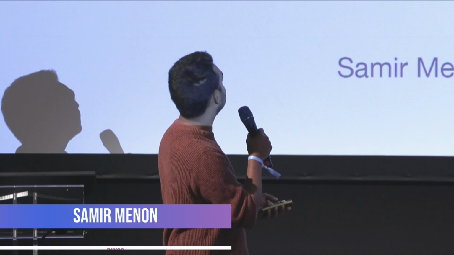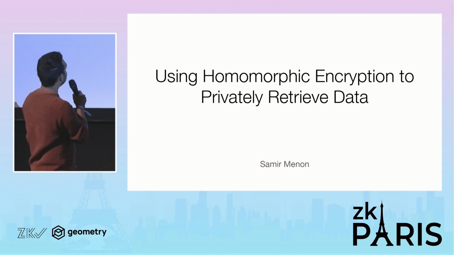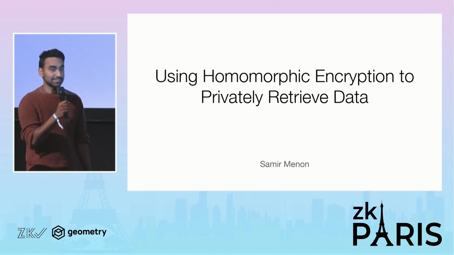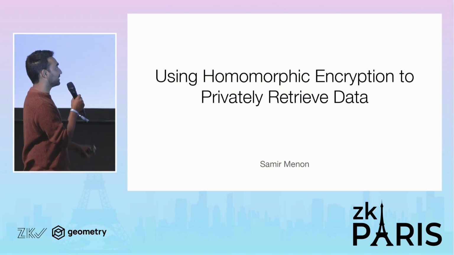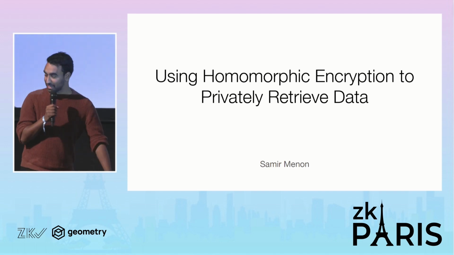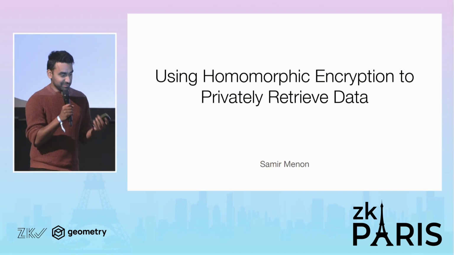Good morning, everyone. I'm Semir Menon, and today I'll be giving a talk about using homomorphic encryption to privately retrieve data. So I want to anticipate the first objection to the talk, which is, this is zkParis, and it does not say zero knowledge in the title of the talk. It doesn't even have a Z. So what am I doing here?